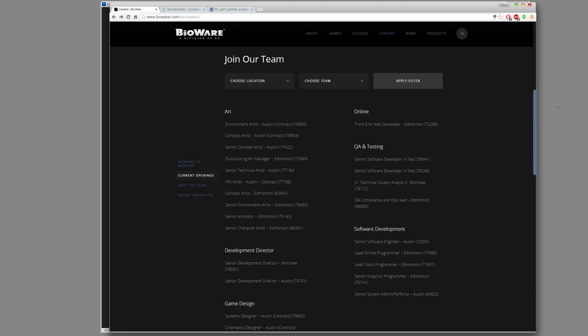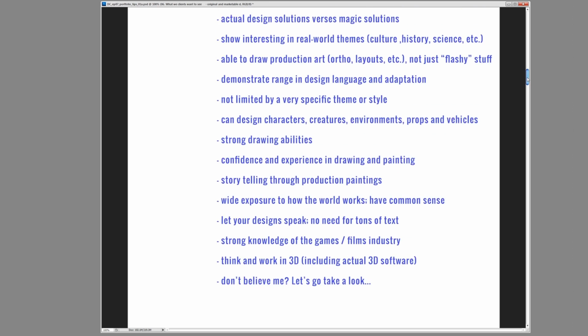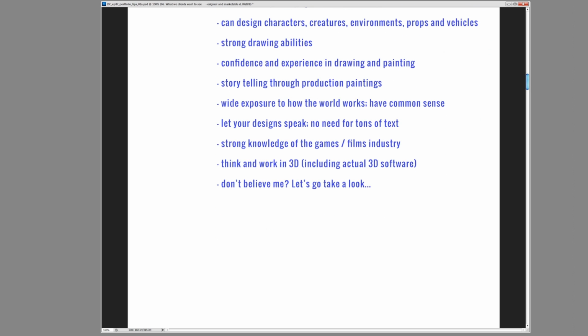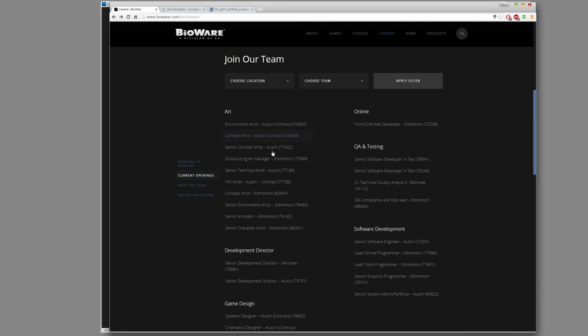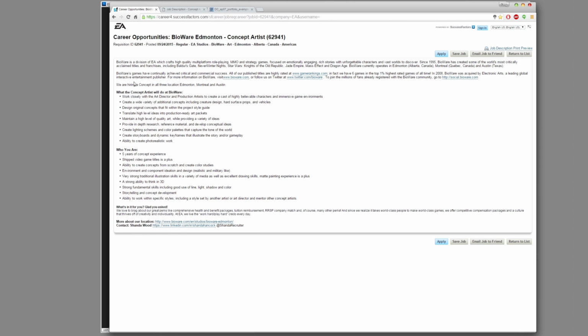All the stuff I just mentioned here in my PSD file, you will see a lot of that show up on their page. So I'm just going to go ahead and click the concept artist position at Edmonton for BioWare. Let's see what it shows us. There's some description about BioWare and the kind of games they make, like Mass Effect and Jade Empire and KOTOR and stuff like that. But here's what it says. We are hiring concept artists in all 3 locations, in Edmonton, Montreal, and Austin.